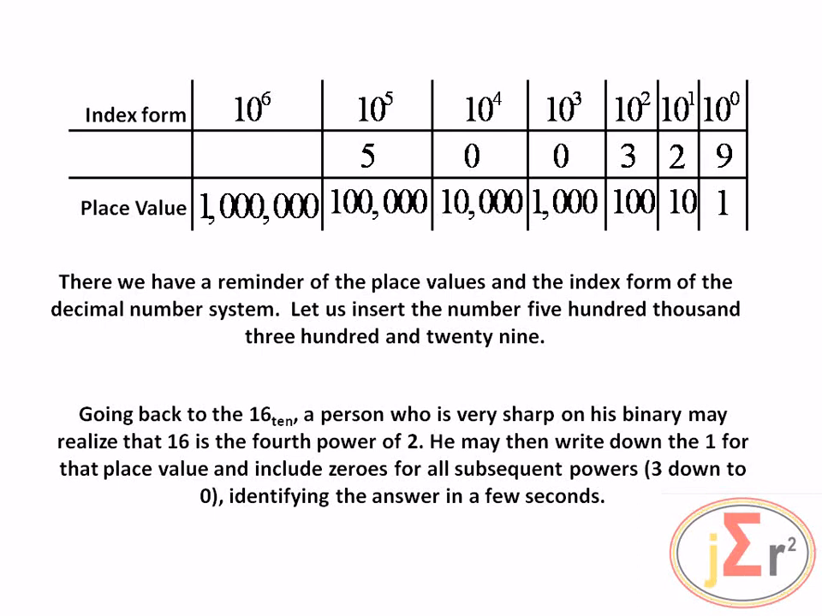So, if you are sharp on your binary, you realize that 16 is 2 to the power of 4. So 2 to the power of 4, you put down 1 for that binary digit, and then after 16 is gone, there is no other number or no other value that can be included. So we'll therefore include place holding zeros. And of course, that will cause our problem to be solved, if we are sharp, in a matter of a few seconds.